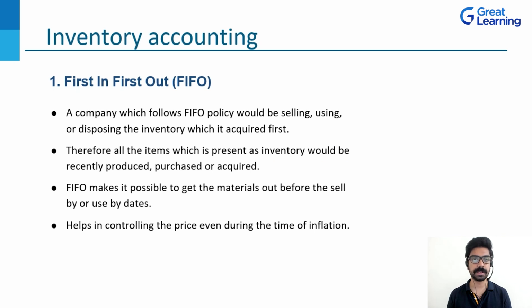Coming to the first one in inventory accounting, that is nothing but FIFO. That is nothing but first in, first out. Here, a company which follows this particular strategy of FIFO, first in, first out, will be using, selling, or releasing or moving out these particular items from their inventory based on the time at which they actually acquired it.